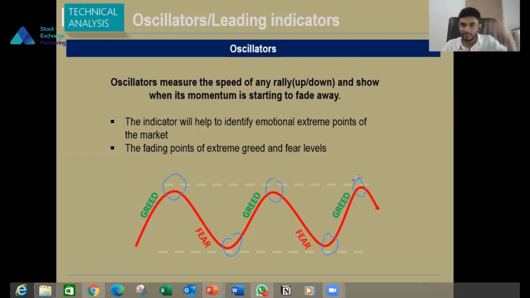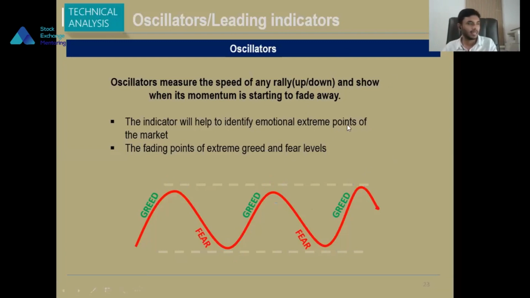and excessive fear. Even after the market had a bearish rally recently, traders who are not professional had excessive fear and started selling the stocks at very cheap and very low prices. At those extreme points, a professional trader will take the opportunity to collect based on their excessive fear. So these indicators will help us to identify the fading points of these extreme greed and fear levels.